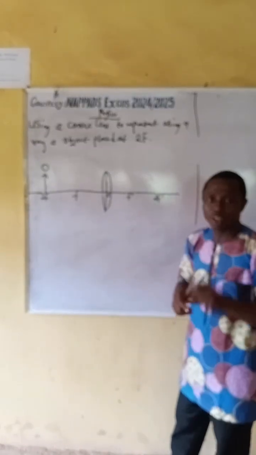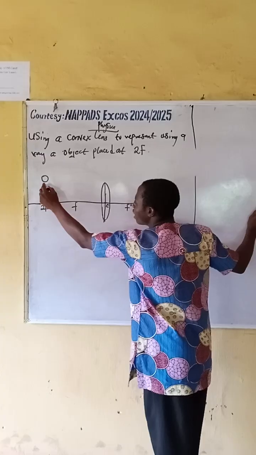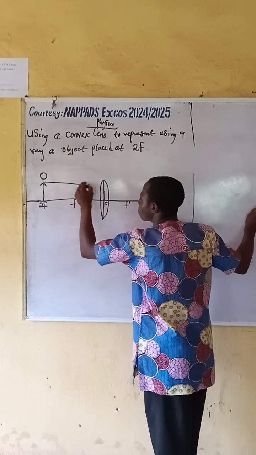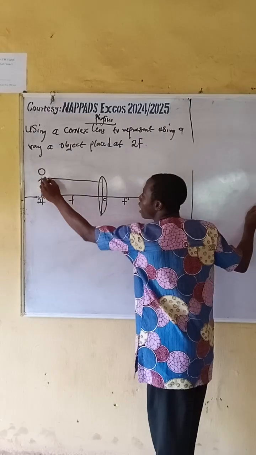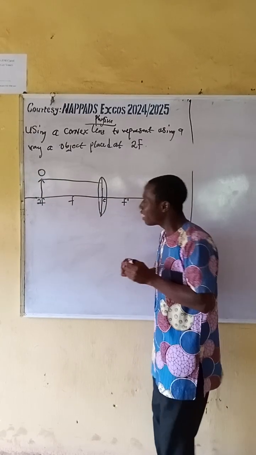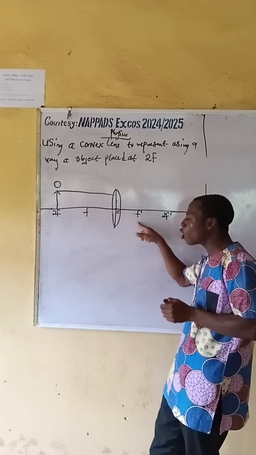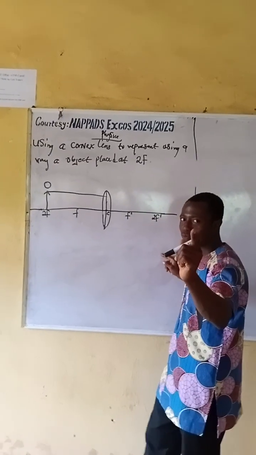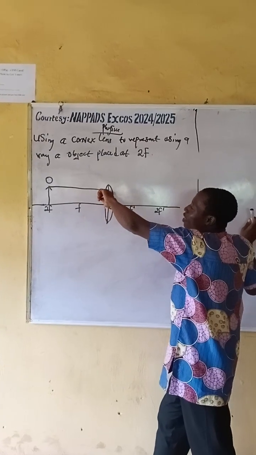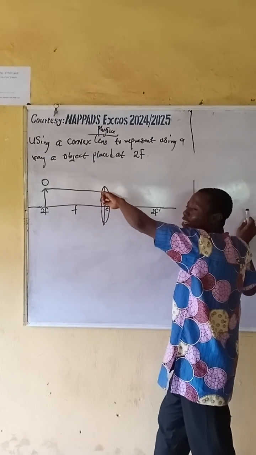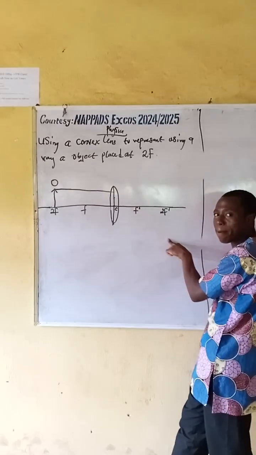Now, get this trick. There will be two rays. The first ray will be straight. I'm using a freehand. Then the second ray from here. What I want you to know is that the ray that is passing here must pass through the center of convection. And the ray that is passing here, when it bends, must pass through the first F here.